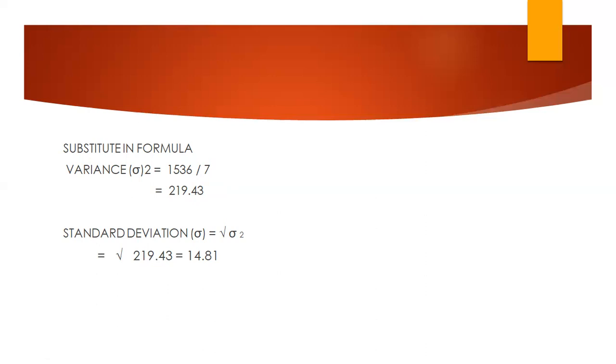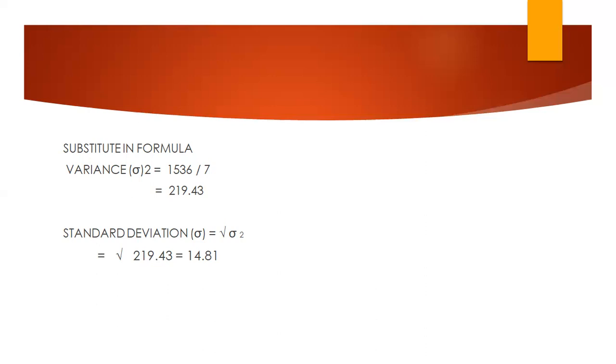Now you are able to find the standard deviation. Standard deviation is denoted by sigma, which is equal to the square root of sigma square, that is nothing but the square root of variance. The square root of 219.43 you will get as 14.81. So your standard deviation is 14.81.